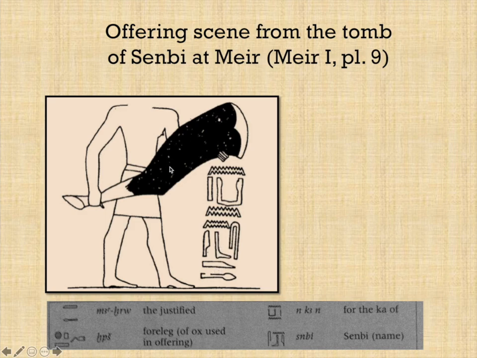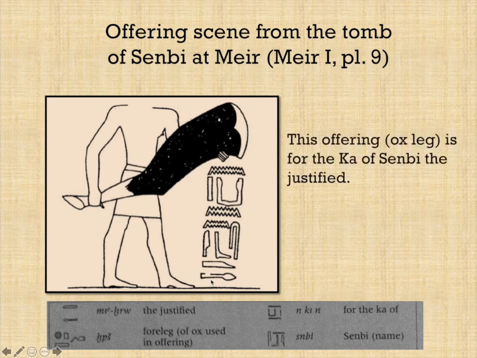So this is hepesh, en, ka, en, Sinbi, ma'acheru. This foreleg of an ox is offered for the soul of Sinbi. May he rest in peace. This offering is for the ka of Sinbi, the justified.